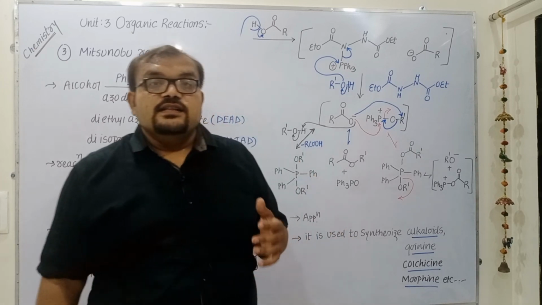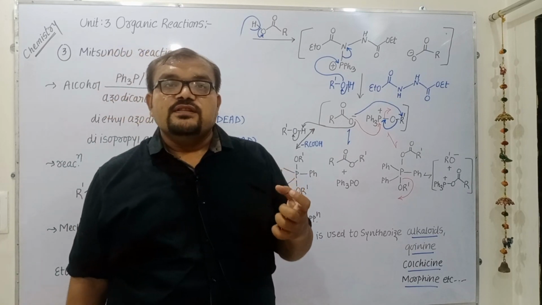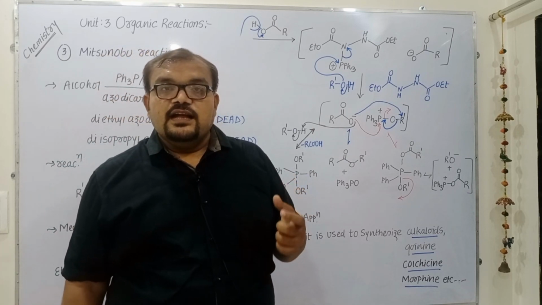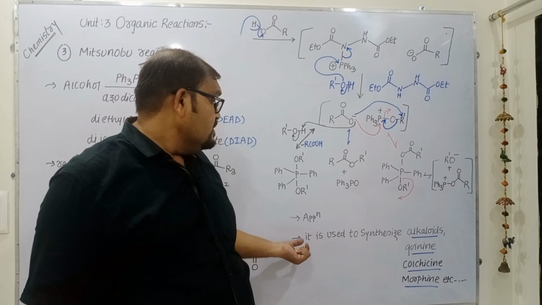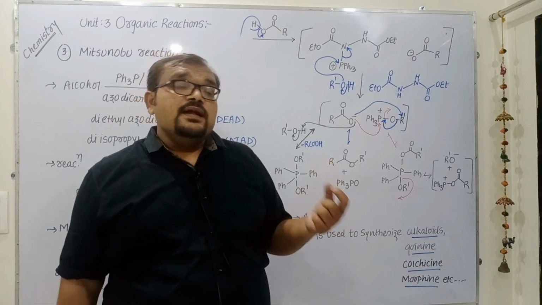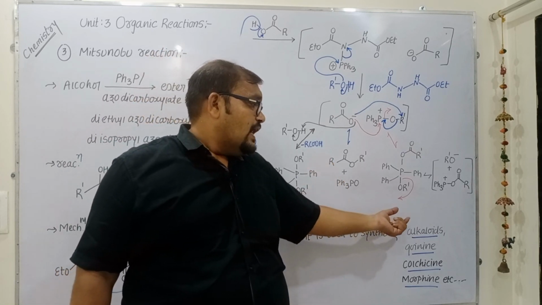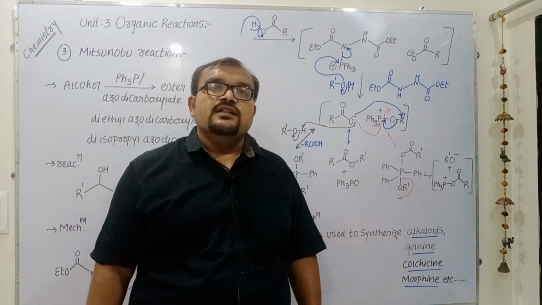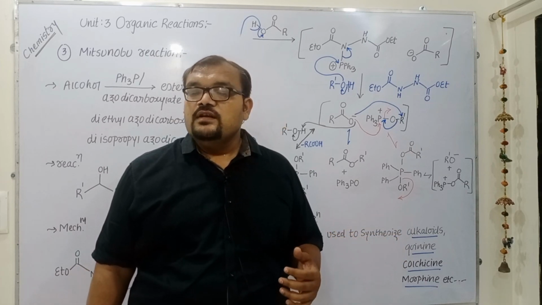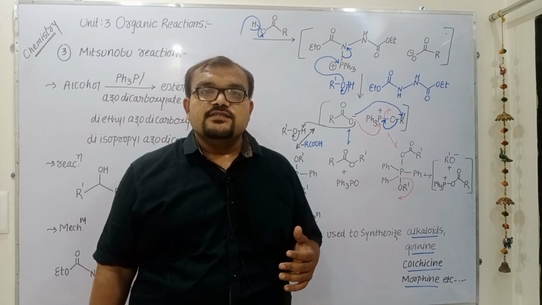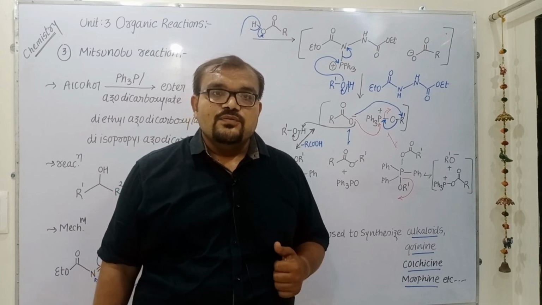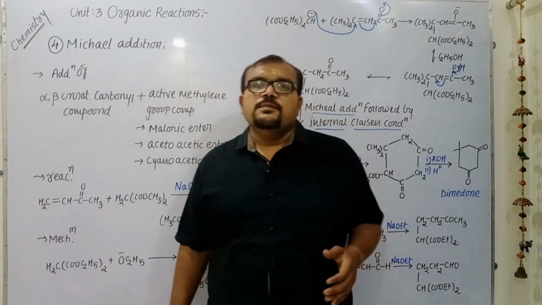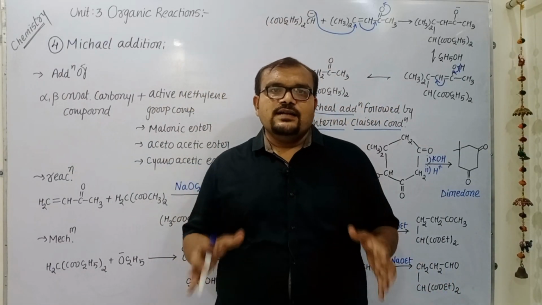Now finally, the application of this Mitsunobu reaction can be defined as follows. It is mainly used to synthesize alkaloids, quinine, colchicine and morphine. Such compounds can be easily synthesized with the help of the Mitsunobu reaction. So friends, the next important reaction is Michael addition.